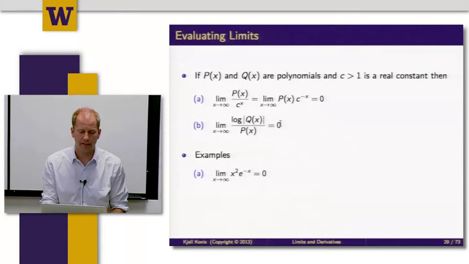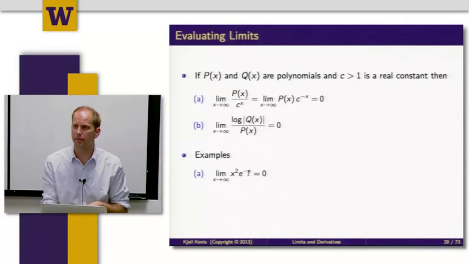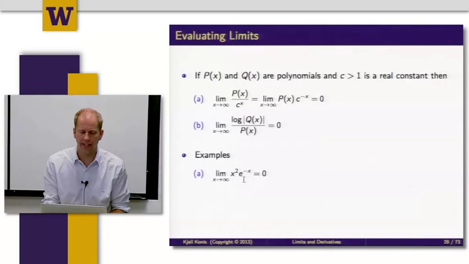And so just some examples. If I had x squared times e to the minus x, x squared is something that would grow arbitrarily large as x goes to infinity, but e to the minus x is something that's going to be getting smaller as x goes to infinity. But because this part of the product has the x in the exponent, but here it's in the base, this term is going to dominate, and so the limit is going to go to 0.